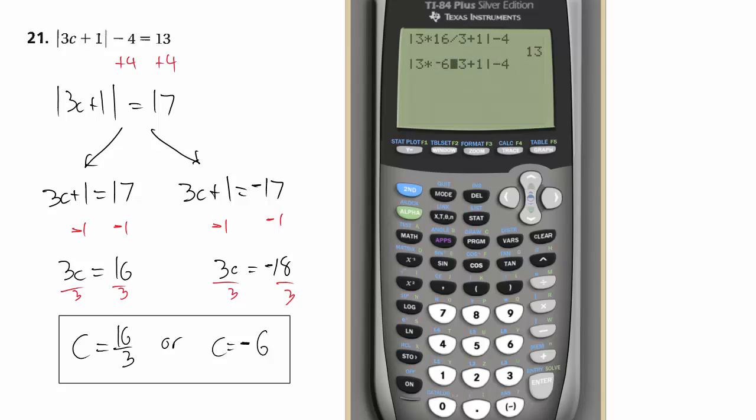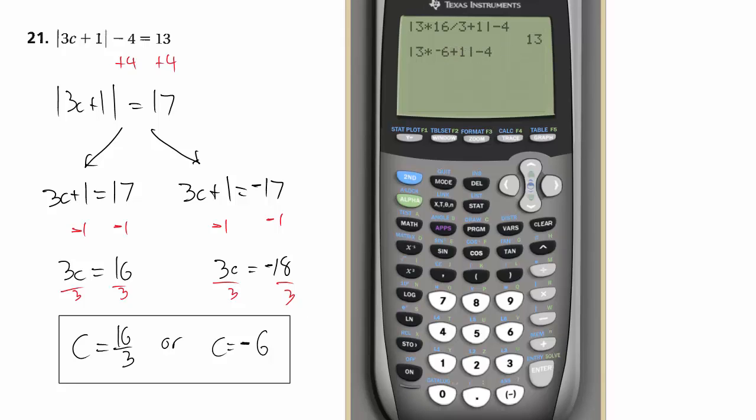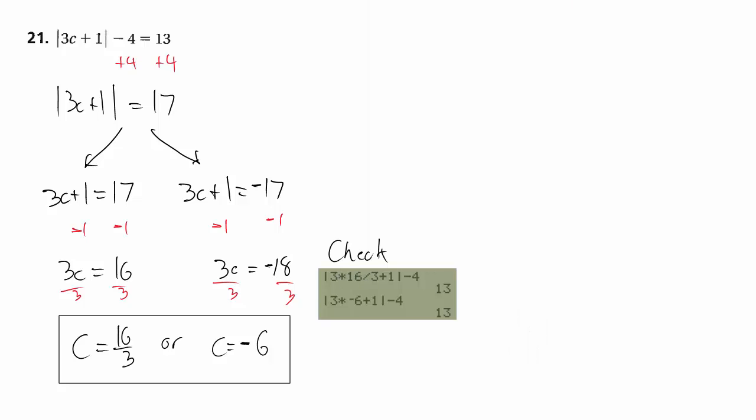Here, instead of retyping all that, I'm going to delete the 16 thirds. I'm going to replace it with a -6. And notice how when I do that, I check it, it comes out to 13 again. So that's what we mean by checking your answer. You can always do that on an equation.